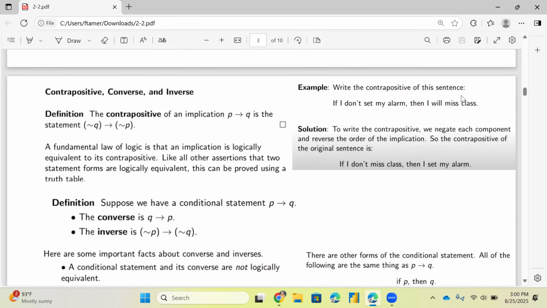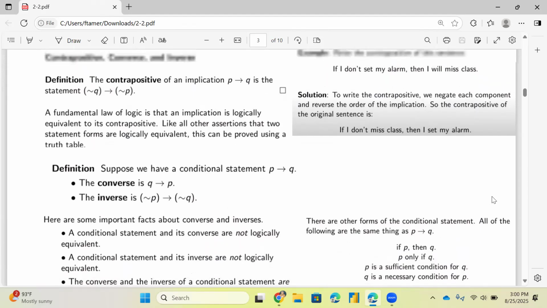Write the contrapositive of this sentence: If I don't set my alarm, then I will miss my class. For the contrapositive, first we switch the order and make both of them negated. We negate each component and reverse the order. So: I don't miss my class. If I don't miss my class, then I set my alarm. We're changing the order and negating both of them. So this is an example of a contrapositive.